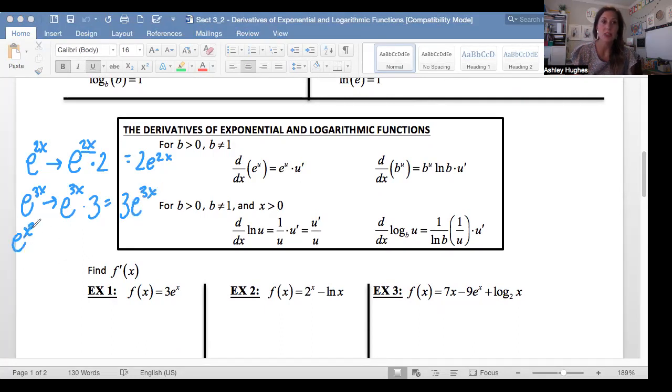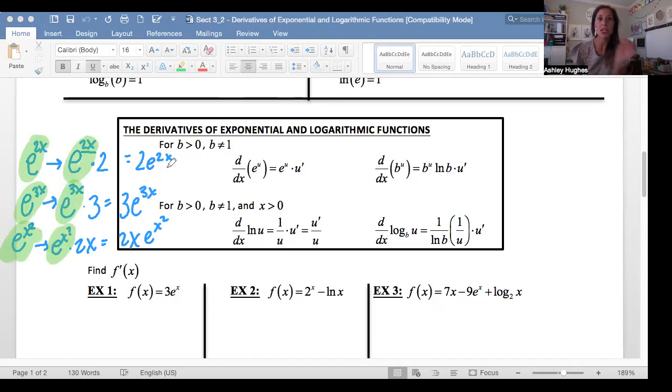If I had e to the x squared, it would be e to the x squared times the derivative of x squared, which is 2x. So you're always going to have the same e to the whatever: e to the 2x is still e to the 2x, e to the 3x is still e to the 3x, e to the x squared is still e to the x squared. You're going to have that appear in the answer, and next to it, you're going to have the derivative of the exponent.